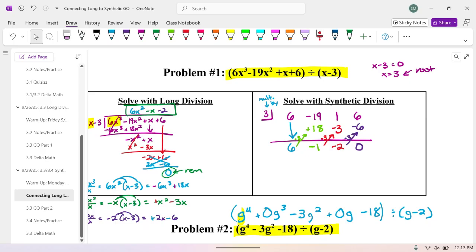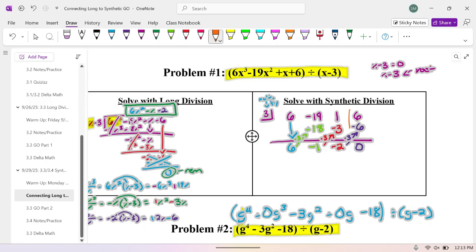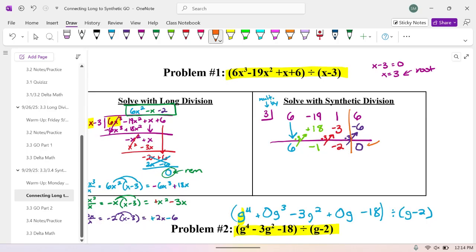Now, what does the 0 represent? The remainder. So what I like to do sometimes is draw a line in front of the last number just so I know that this number is still my remainder.